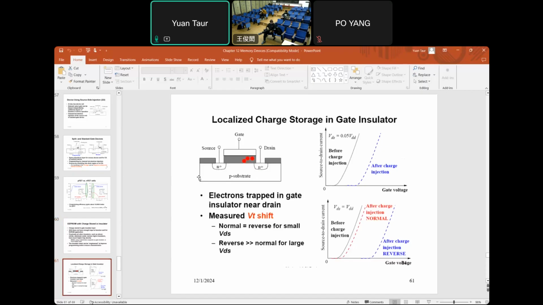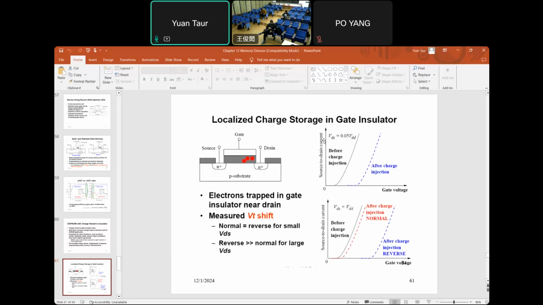In this case, when the charge is stored in an insulator, it doesn't have to be uniform between the source and drain. For example, here the charge injected is near the right side. Now we can have additional flexibility in terms of the number of bits per cell.